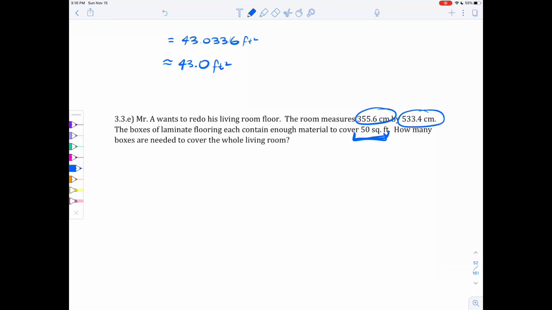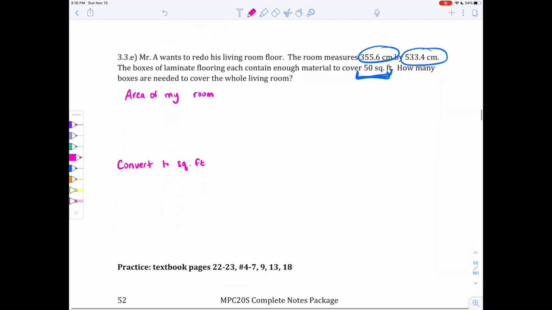And last but not least, I'm going to have to figure out the number of boxes. So maybe I'll write those labels out right away. So I'm going to find the area of my room. I'm then going to convert to square feet. And then I'm going to figure out, maybe I'll do it here, the number of boxes. Oops, not boxers. Boxes required.